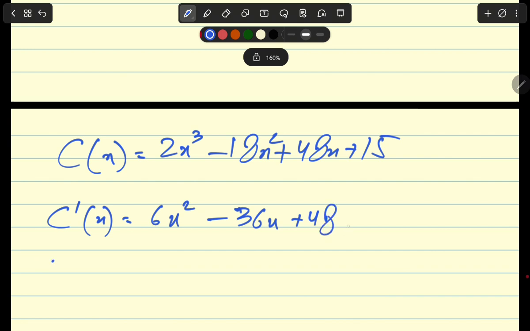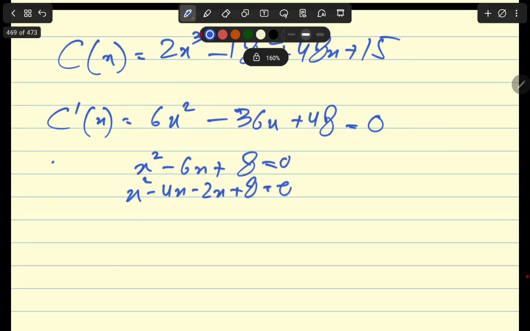And if I take the stationary point, I equate it to 0, take 6 common, so this becomes x squared minus 6x plus 12, no, plus 8. So 4 2s are x squared minus 4x minus 2x plus 8 equal to 0.